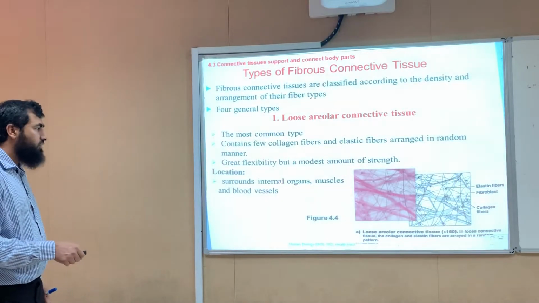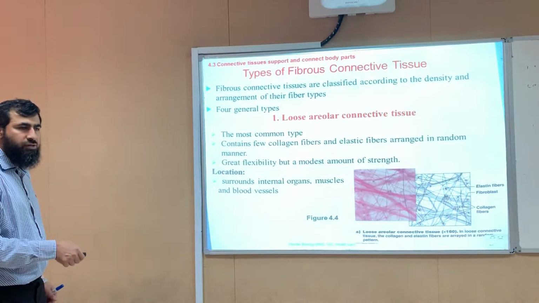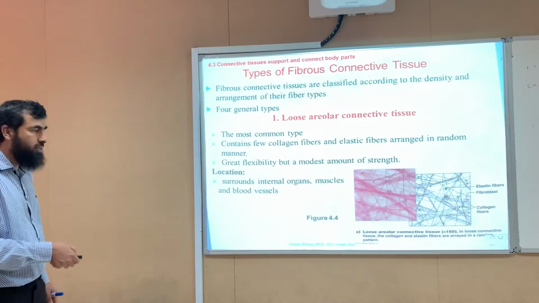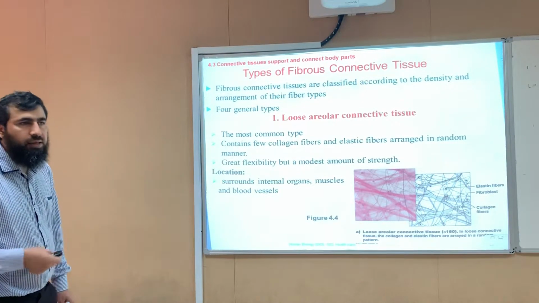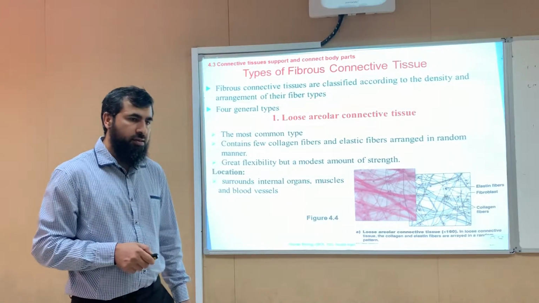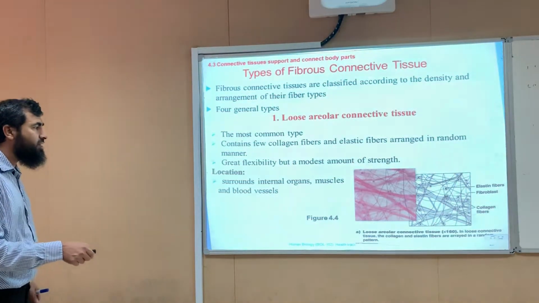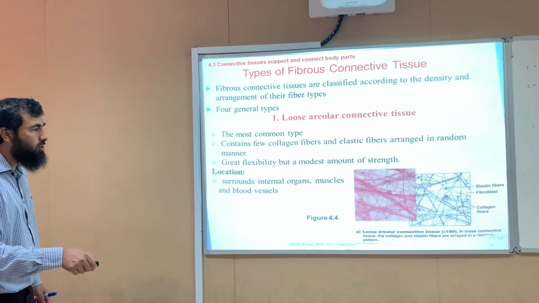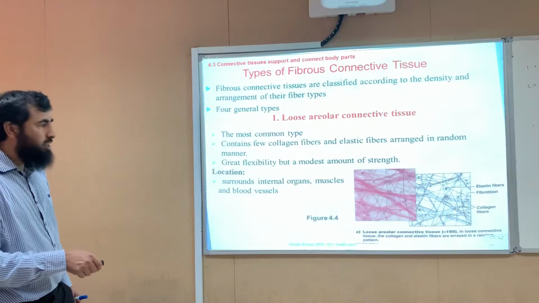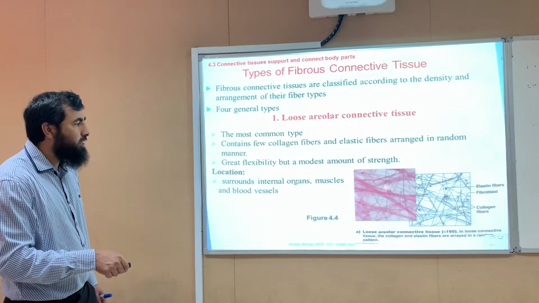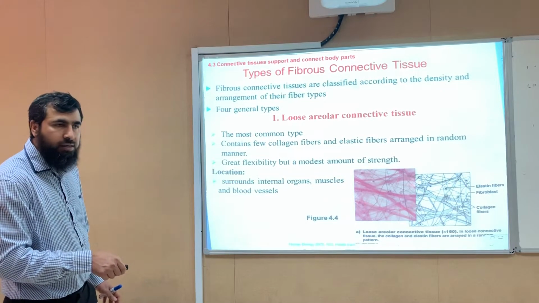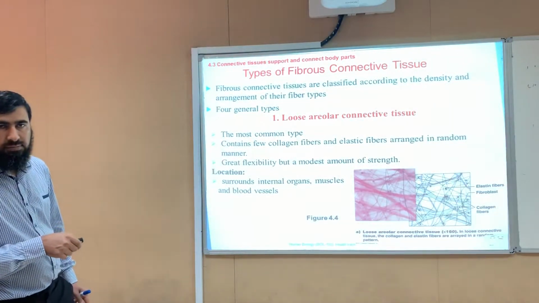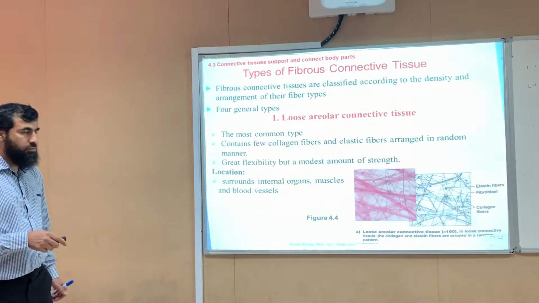Moderate strength. You find it around the internal organs, inside organs, all the organs. It covers the muscles, and you find it around the blood vessels, okay? So it gives it a modest strength, but more flexibility, because the fibers are not arranged. They're random, they are far apart, so that's why the term loose.